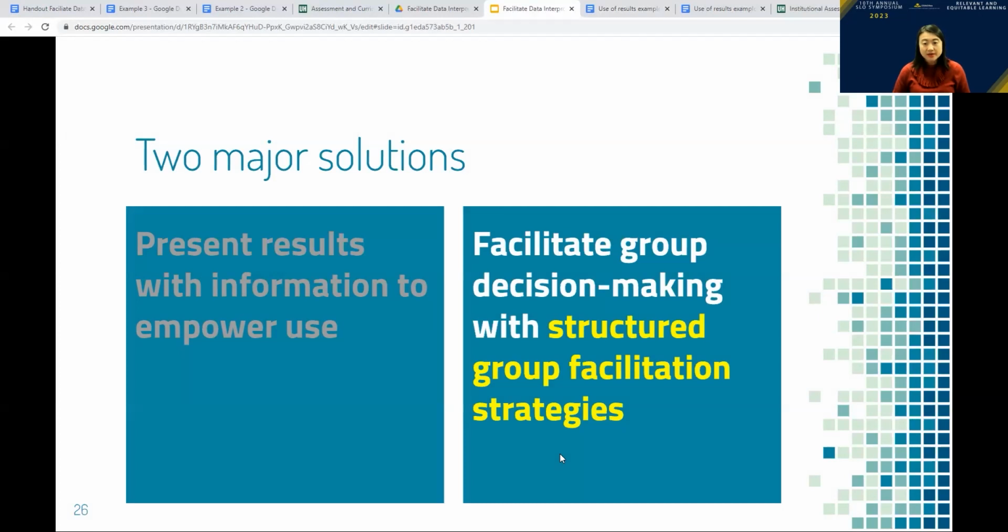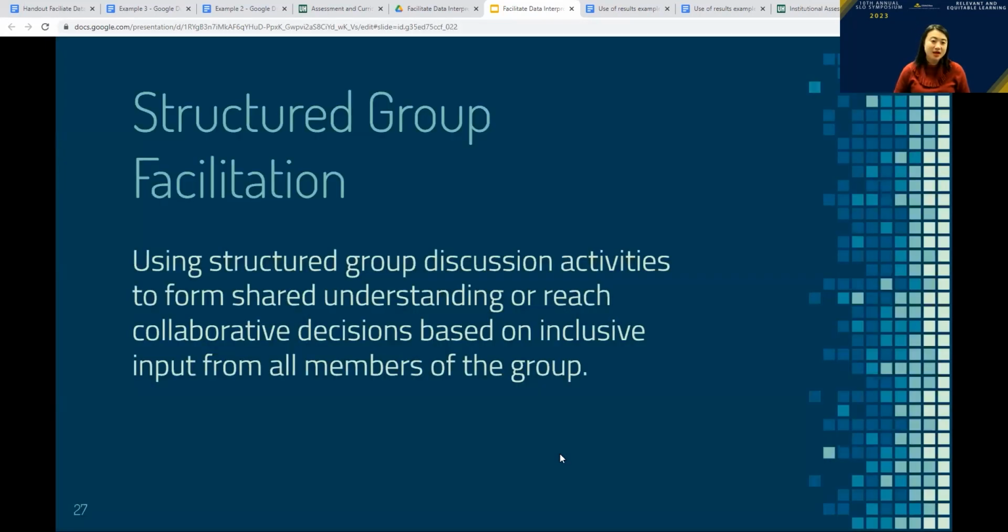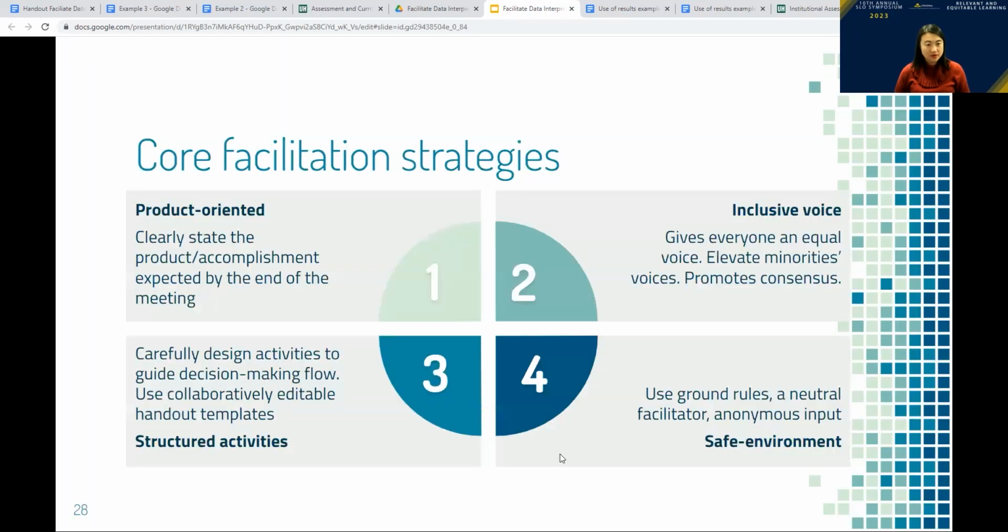Now, let's talk about facilitating group decision-making. In fact, I already covered this in my examples. What is structured group facilitation? We use structured group discussion activities to form shared understanding or reach collaborative decisions based on inclusive input. Four key strategies. Product-oriented. We always, in the beginning of the meeting, say by the end of the meeting, we expect a draft action plan, or we'll decide on one action to take. Whatever it is, tell them what you expect to happen in the end. So everybody feels the meeting is meaningful, is going somewhere.